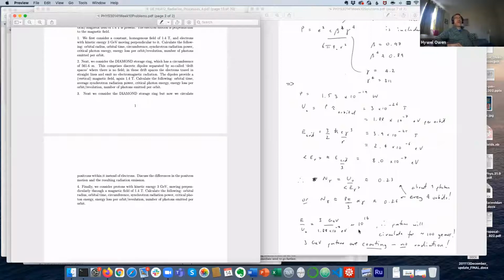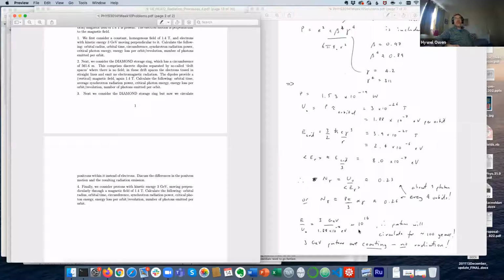We've shown in this calculation that 3 GeV protons do not emit any significant synchrotron radiation, so I can ignore that when I consider their motion. Whereas the same energy of electron emits a great deal of synchrotron radiation, so I have to consider that when I consider modeling the motion. And of course, this also tells us why synchrotron radiation facilities use electrons or positrons, but do not use protons.